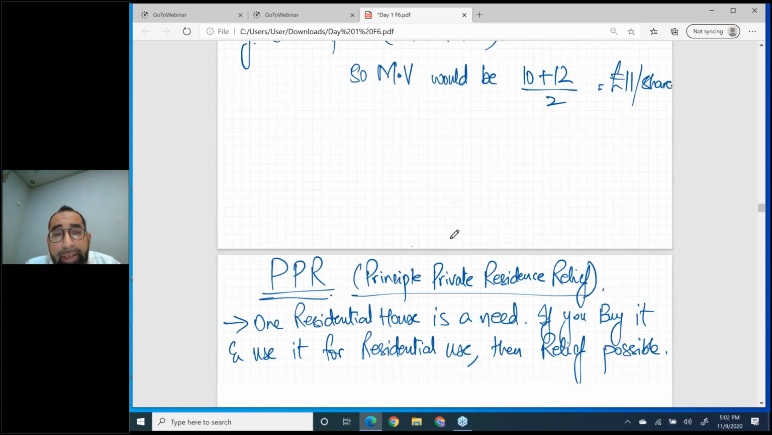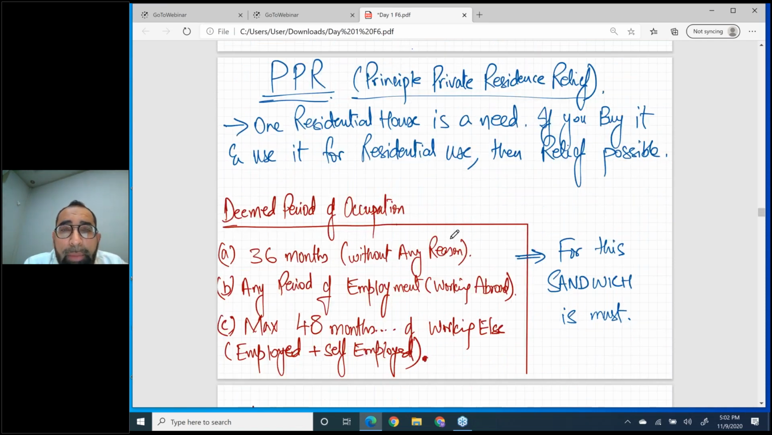Now, a very detailed big relief. You must have remembered PPR. The UK government knows this thing, that every human, you, me, we all want one house, one shelter. We want one house to live.